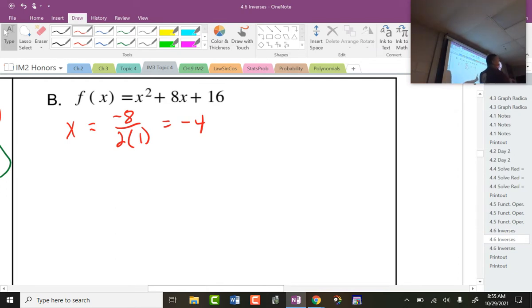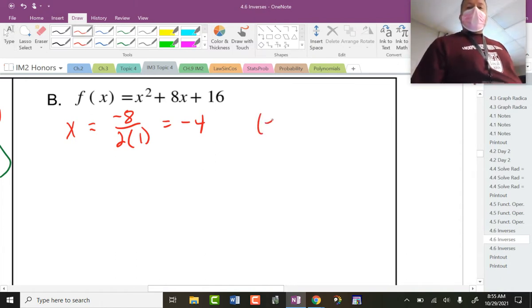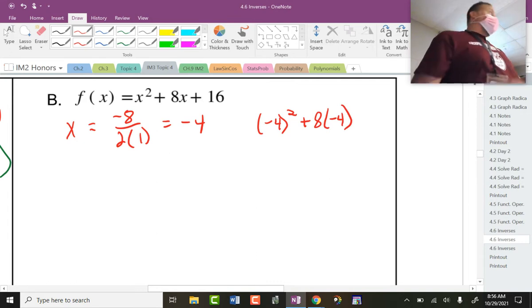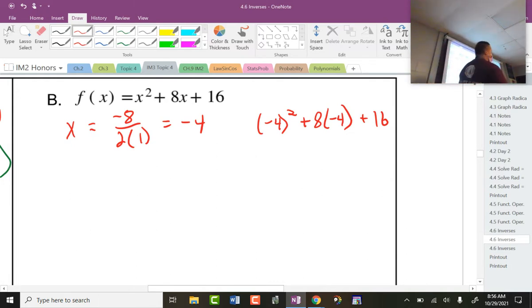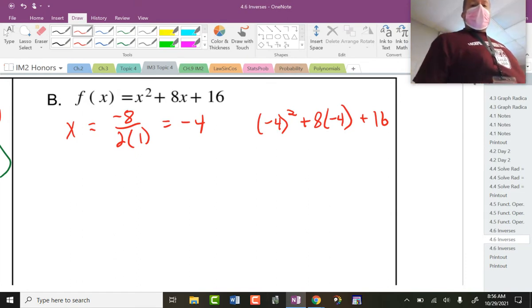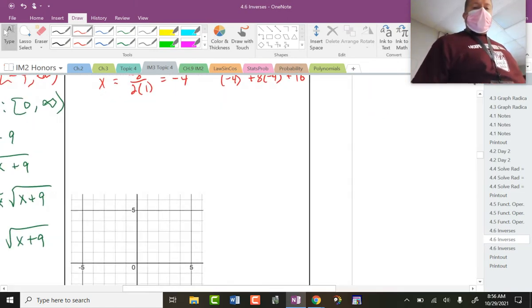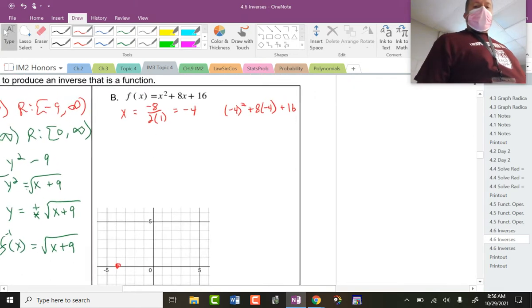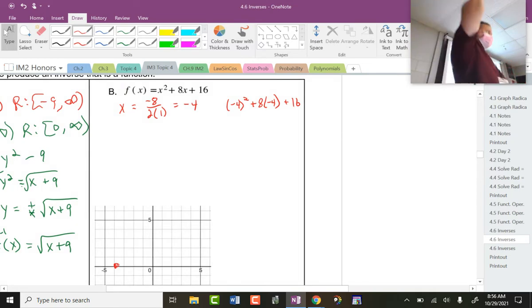This means the vertex is right on the x-axis. But I'll prove it. -4 squared is 16 plus 8 times -4, which is, by the way, input, say it. This is how you get the y-coordinate of the vertex. -32 and then 16. 16 plus 16 minus 32 is 0. So the vertex is -4, 0. And I'm going to go ahead and plot that. Then what I did with my class was I inputted a couple other things.